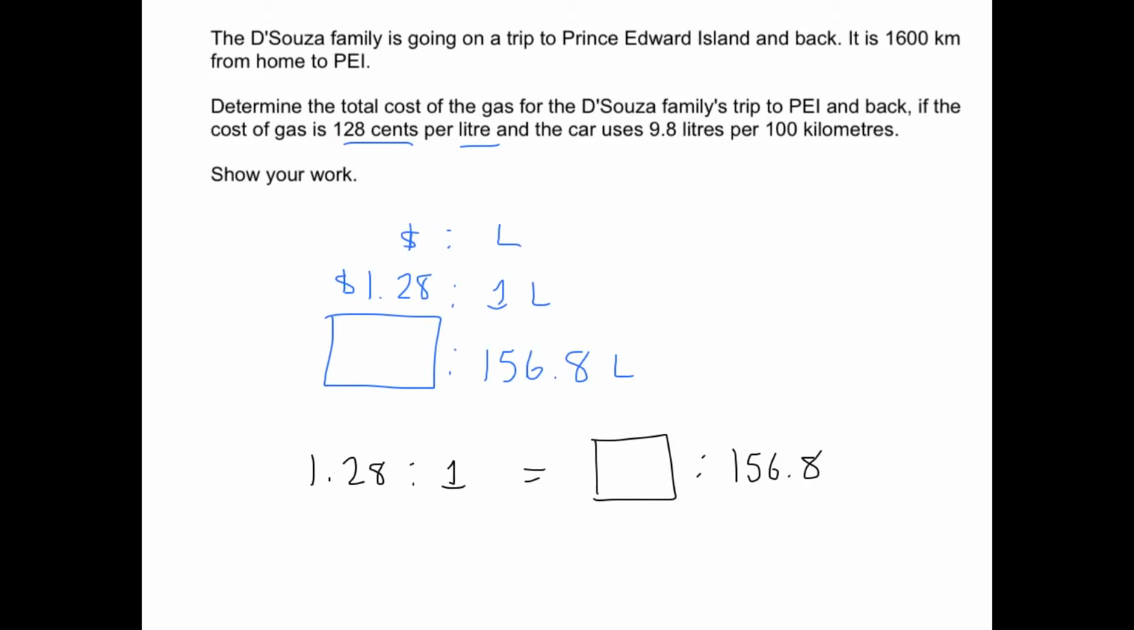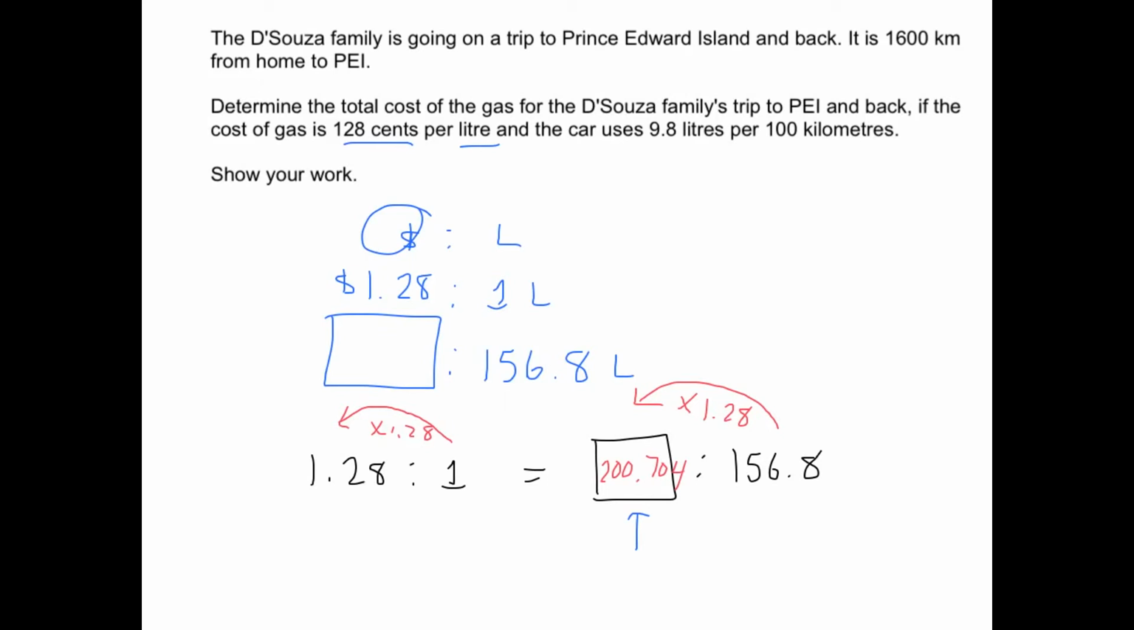Well, this time, in order to solve this, we're going to look for a relationship within these ratios. How are 1.28 and 1 related? Well, if I take 1 and multiply it by 1.28, I get 1.28. So think about it. What do we need to multiply 156.8 by to get the missing value? We would need to multiply this also by 1.28. 156.8 times 1.28 is equal to 200.704. Do you remember what that number represents? It represents the cost, the amount for every 156.8 liters.